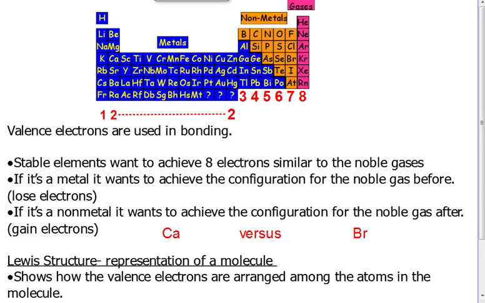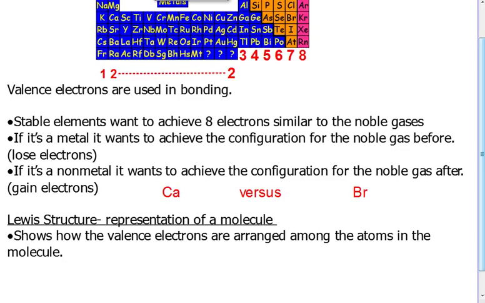We already hit on counting across the periodic table. 1, 2, 3, 4, 5, 6, 7, 8. Lewis structures. Lewis structures are just the act of representing the valence electrons as dots. How many valence electrons would calcium have? Find calcium.